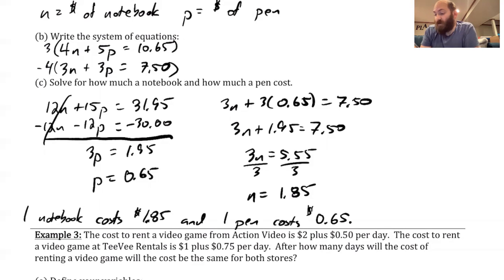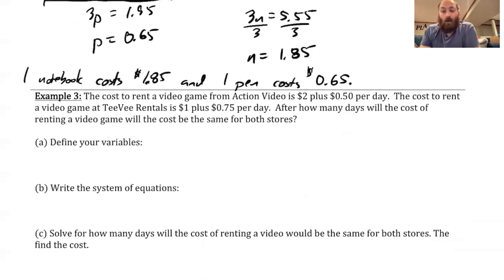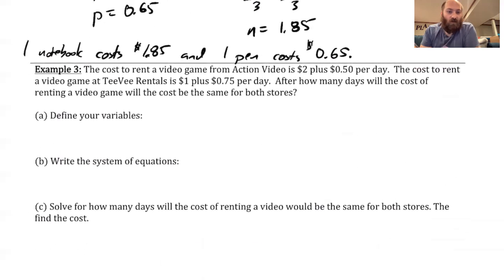Okay, one more example, and that's it for today. The cost to rent a video game from Action Videos. Here's an old-timey problem at this point. The cost to rent a video game from Action Video is $2 plus 50 cents per day. The cost to rent a video game at TV Rentals is $1 plus 75 cents per day. After how many days will the cost of renting a video game be the same for both stores?